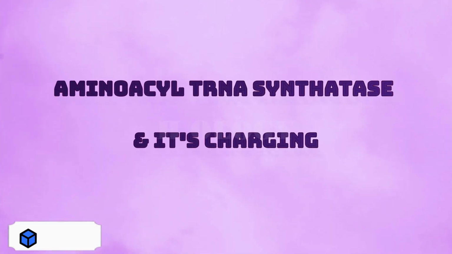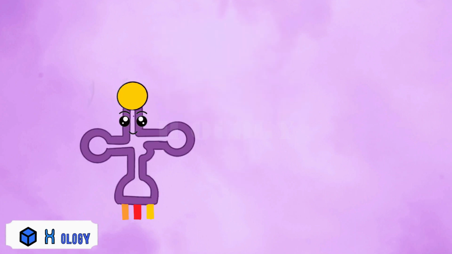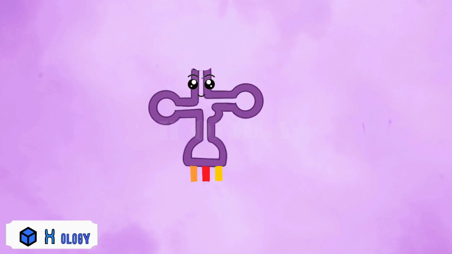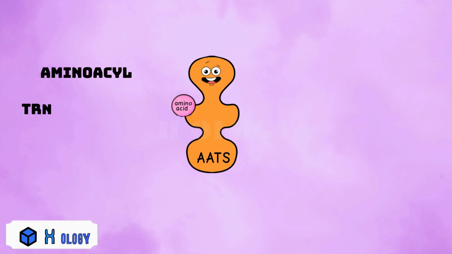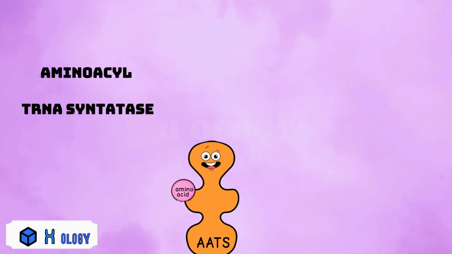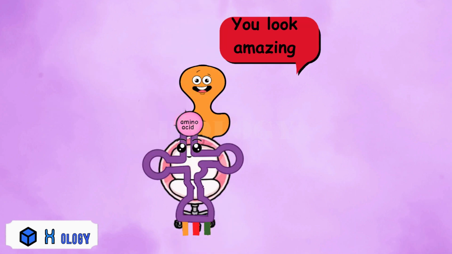Aminoacyl tRNA synthetase and tRNA charging. Before delivering amino acids to the ribosome, tRNA molecules must be charged with their respective amino acids. This process is mediated by a group of enzymes called aminoacyl tRNA synthetases, which ensure the correct pairing between tRNA and its specific amino acid.